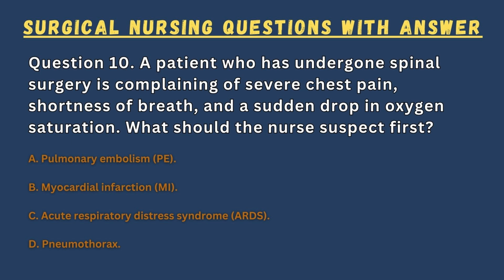Question 10. A patient who has undergone spinal surgery is complaining of severe chest pain, shortness of breath, and a sudden drop in oxygen saturation. What should the nurse suspect first? A. Pulmonary embolism, PE. B. Myocardial infarction, MI. C. Acute respiratory distress syndrome, ARDS. D. Pneumothorax.